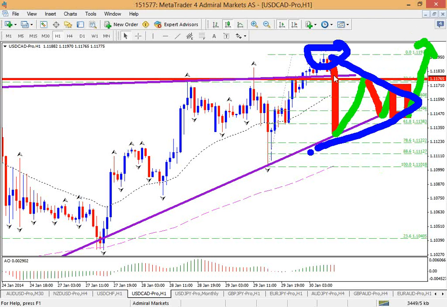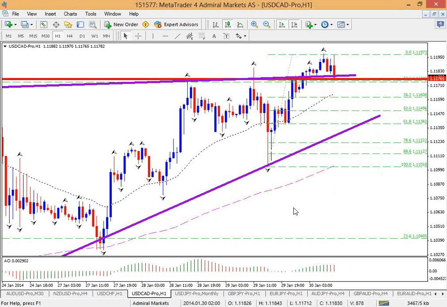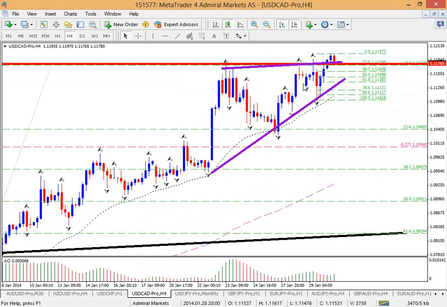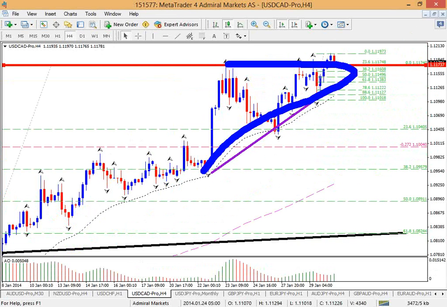So, yeah, that's possible. That we're basically in either a rising wedge. It doesn't look like a rising wedge anymore. It looks to me more like an ascending wedge, which is bullish in this case, right?